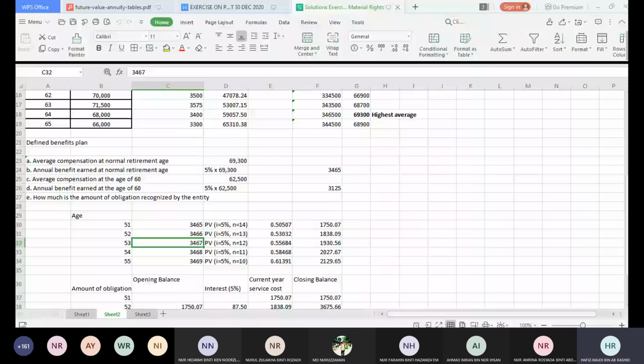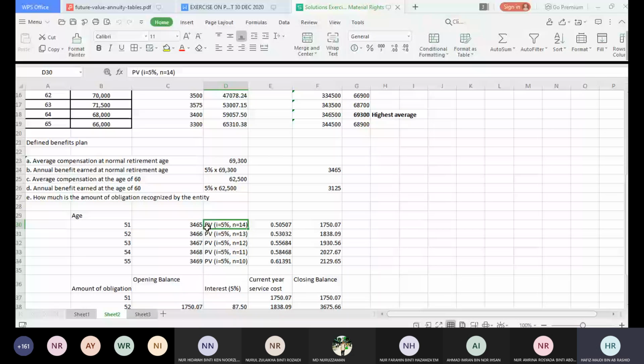Projected unit credit method. But what is more important, this is what we mean by discounting. The benefit would only be paid at the age of 65, but at the age of 51, when Mr. Ahmad completes his first year of service, he has earned this, and the company needs to recognize it as part of its obligation. So that's why you need to discount. That's why in the next column you can see a discounting process. You need to discount the 3465 to present value at the age of 51.